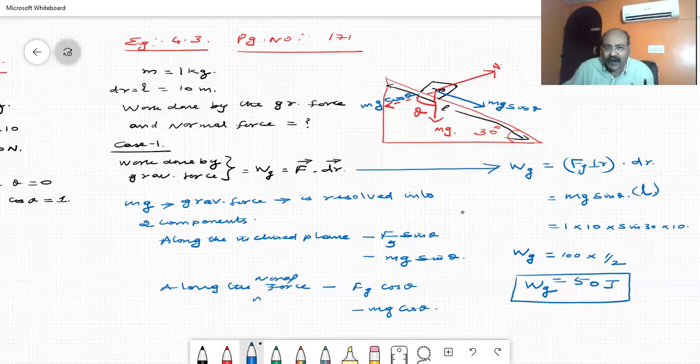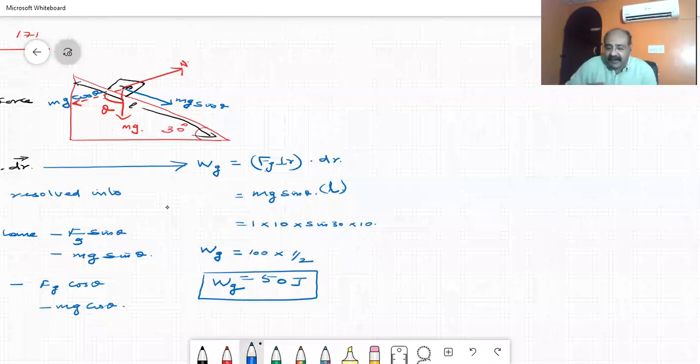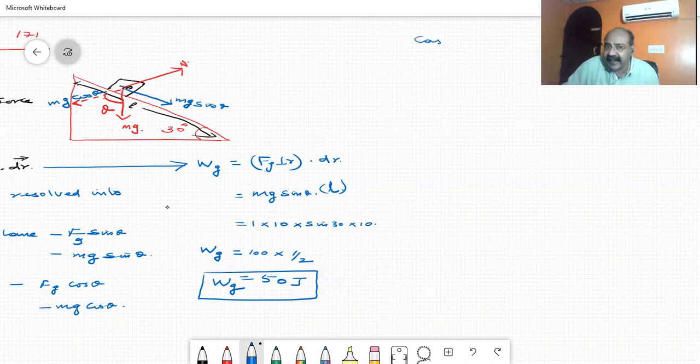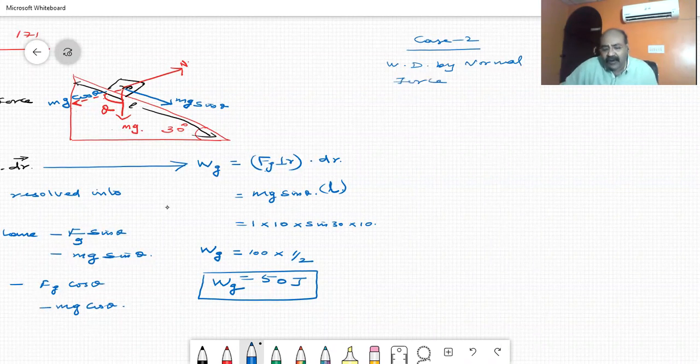Then let us go for case 2. Hope you should have understood this. What about case 2? You look at the diagram. So let us consider case 2. What is case 2? Work done by the normal force. What is the work done by the normal force?